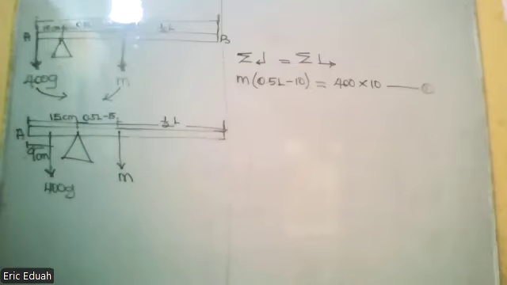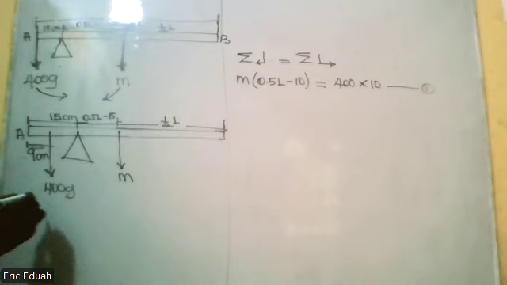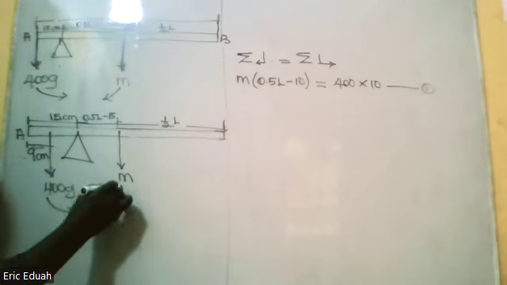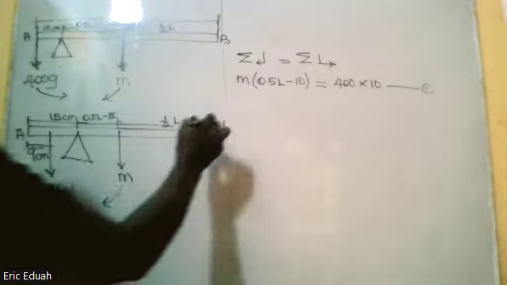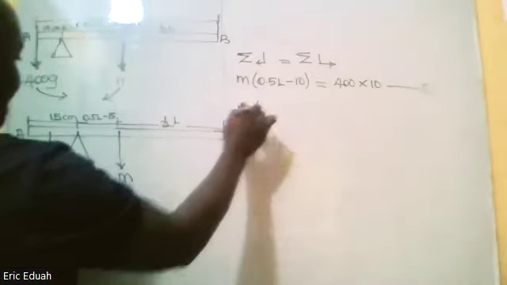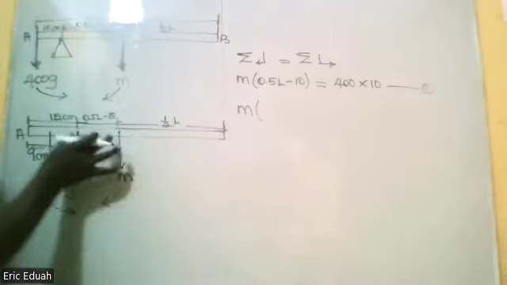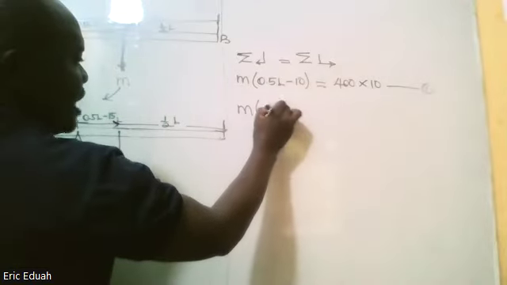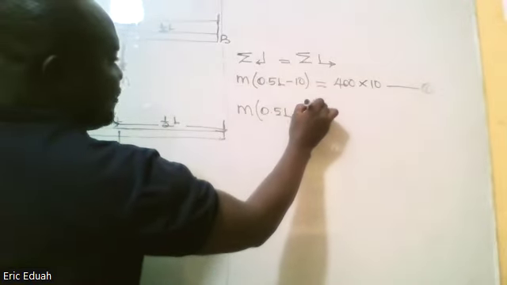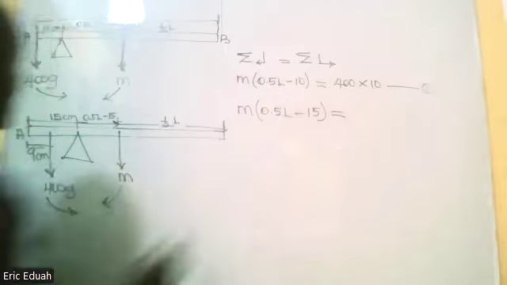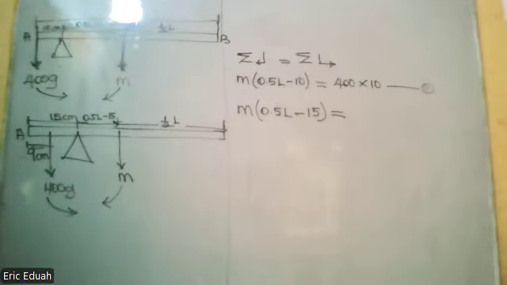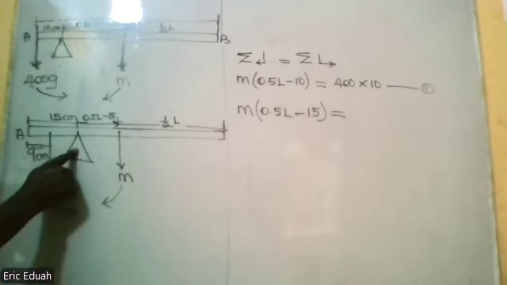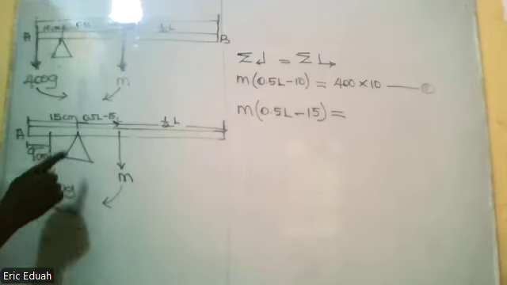Then in the second situation, this is still anti-clockwise, this is clockwise. We have M times the perpendicular distance, 0.5 L minus 15, being equal to the anti-clockwise moment. Now, what is the perpendicular distance of this from the pivot? What will be the perpendicular distance?